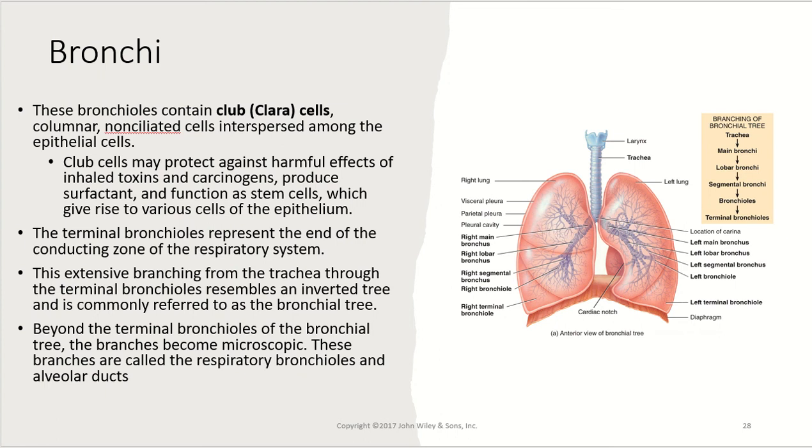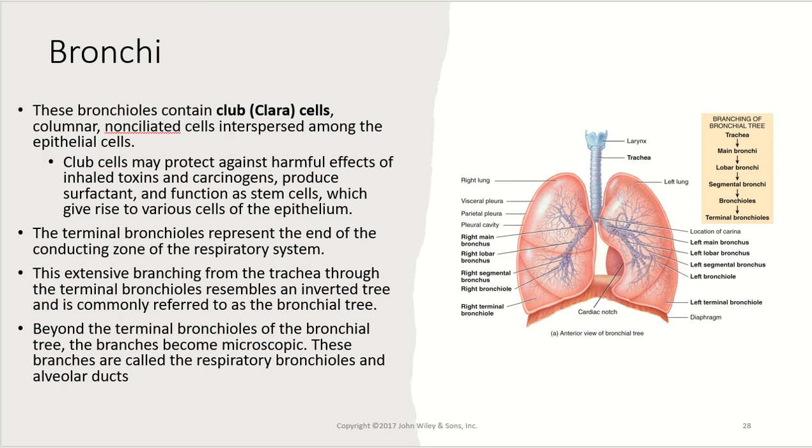So these bronchioles are going to contain club cells or Clara cells. These are columnar, non-ciliated cells that are going to be interspersed among those epithelial cells. And these club cells may play a role in protection against any kind of harmful effects of things like inhaled toxins and carcinogens. They're also going to be really important in producing surfactant, which we'll talk more about in a minute. And these Clara cells are also going to function as a stem cell, which is going to be really important for giving rise to the various cells that are found in the epithelium.